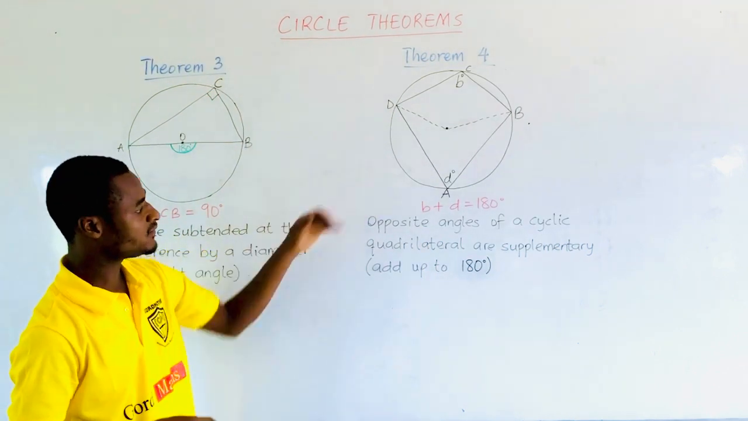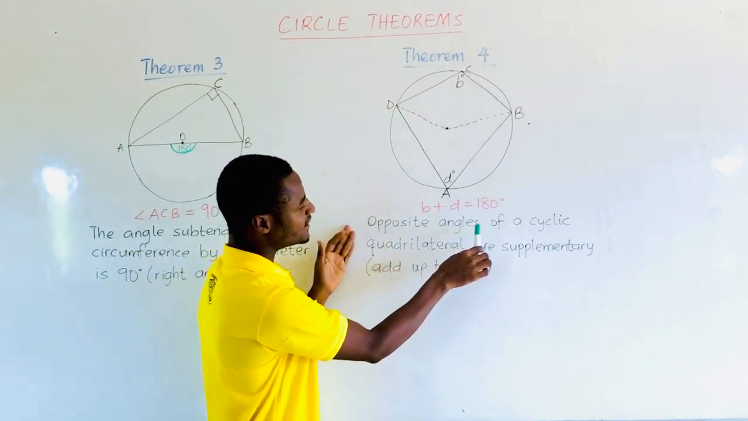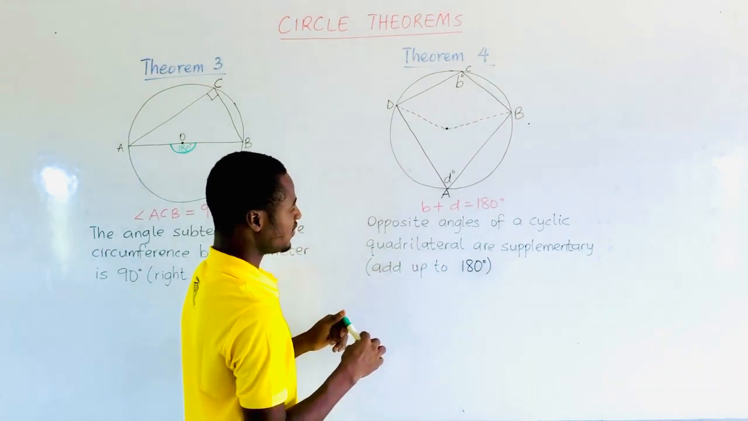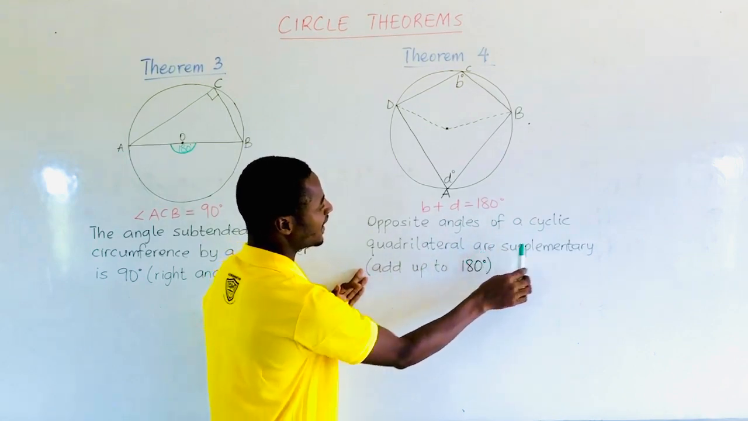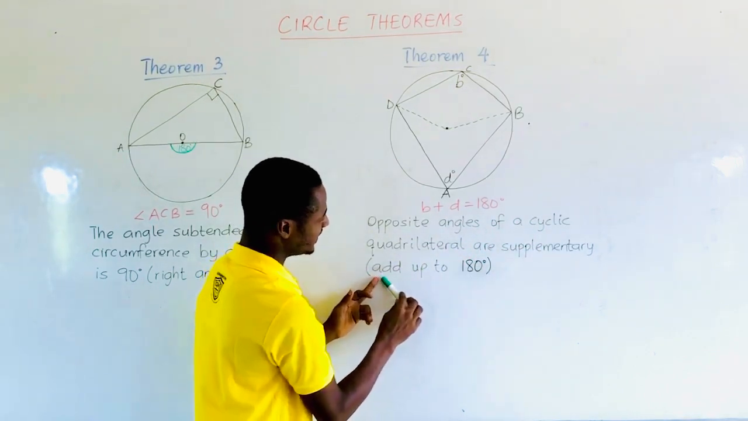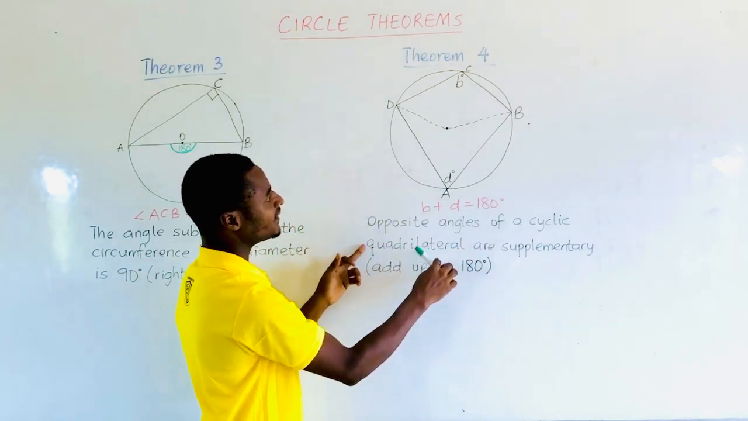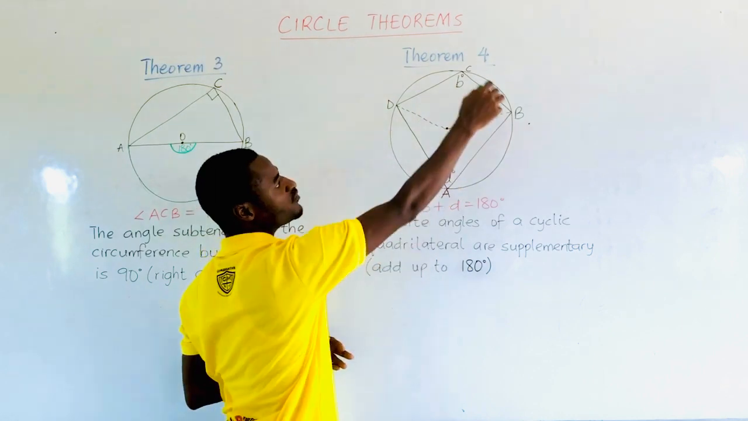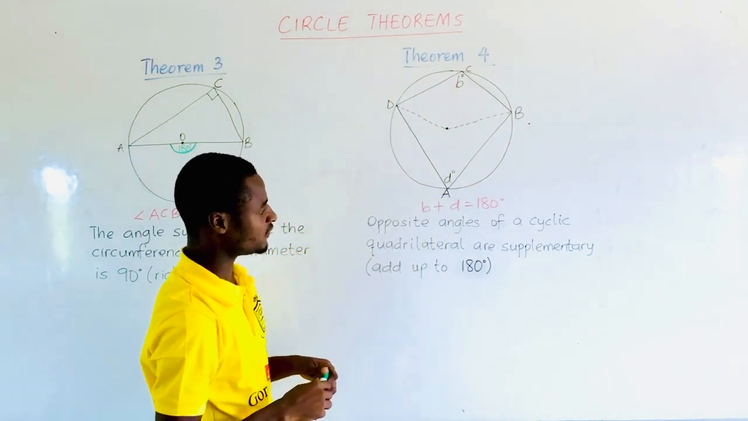Then the fourth theorem states that the opposite angles of a cyclic quadrilateral are supplementary, which means they add up to 180. A cyclic quadrilateral is a quadrilateral that is inscribed in a circle, that is, drawn in a circle and the edges touch the circumference of the circle.